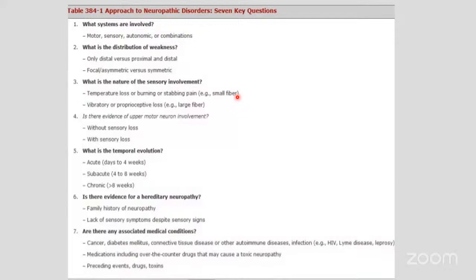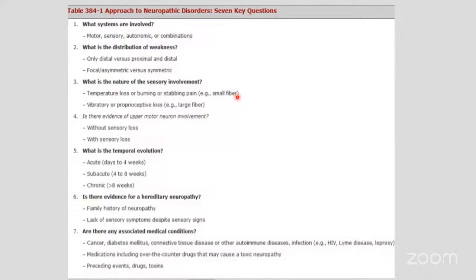Moving on to the clinical approach to neuropathy. Seven key questions should be asked. The first question is whether the motor, sensory, or autonomic system is involved, or there is a combination of symptoms. What is the distribution of weakness? Is it just distal or proximal and distal? Is it focal or asymmetric, or is it symmetric? What is the nature of sensory involvement? Either it is a large fiber involvement or a small fiber involvement.